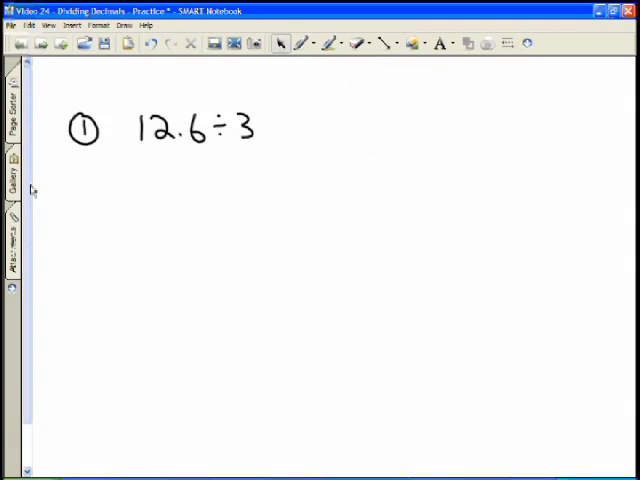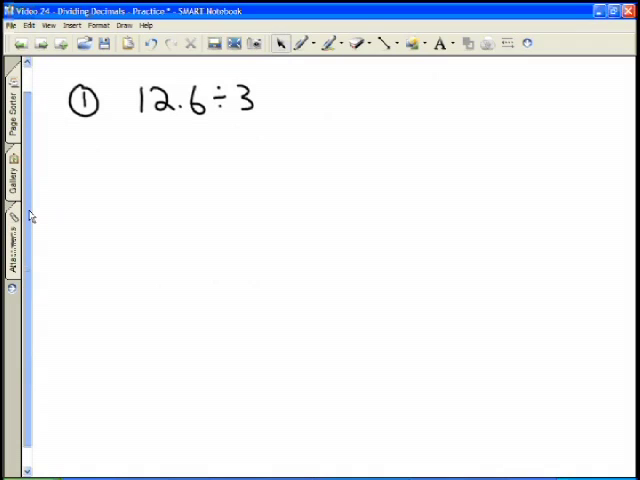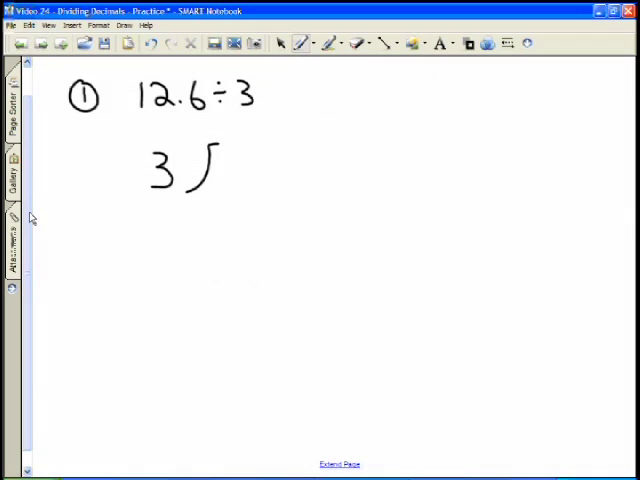So in the first problem here, we have 12.6 divided by 3. So I have 3 divided into my long division symbol, 12.6, and I can add some zeros just in case I might need them. And don't forget to put your decimal directly above where it is in the question. And so now we say, how many times does 3 go into 12 evenly? What's the nearest whole number? And we can see that that is 4.